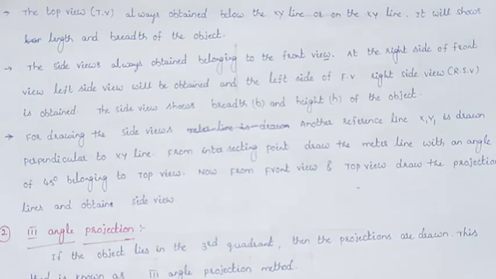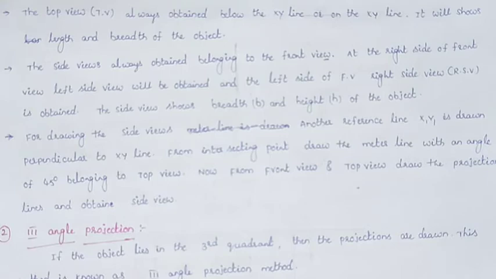Coming to the side views, they are always obtained on either side of the front view. At the right side of the front view, we will obtain the left side view, and at the left side of the front view, we will obtain the right side view. The side views show the breadth and height of the object. So this is about the top view, front view and side views in the first angle projection.